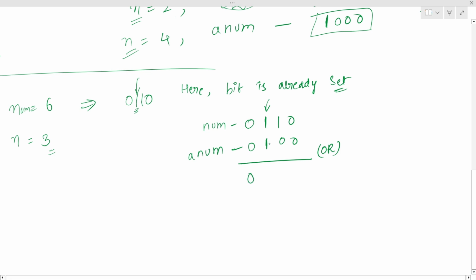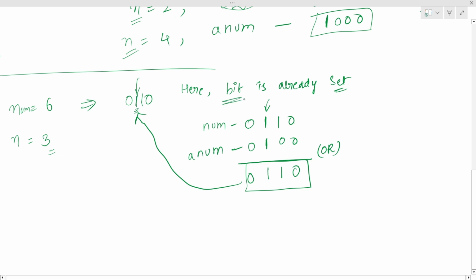What will happen? 1 OR 1 is 1, 1 OR 0 is 1, 0 OR 0 is 0. You can see you got your answer. Nothing we have done, guys, right? Here there is no change in the position, I mean no change in the set bit because the bit is already set.